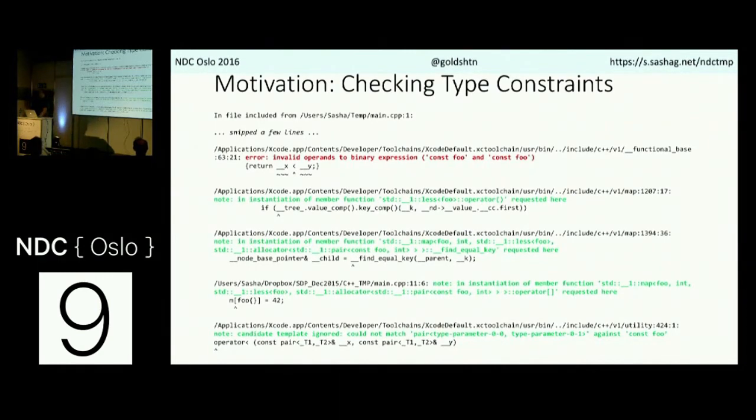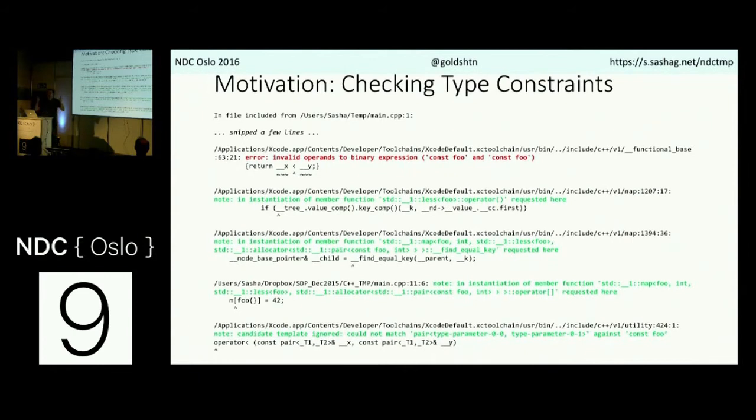Here's an example of a situation where constraint checking could actually be useful. If you're sitting in the back, you can't even read this whole thing. But this is basically what happened when I just launched Xcode, built a little C++ project, and tried to use as a map key a type that doesn't have the less than operator, right? So I built an std::map, and the key is a type that doesn't have the less than operator.